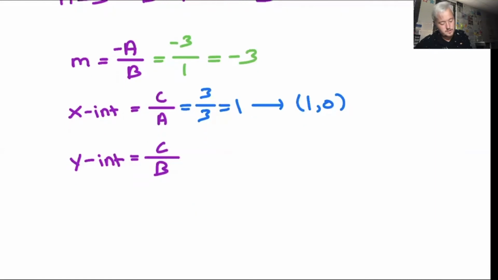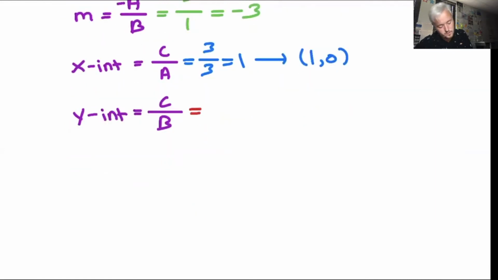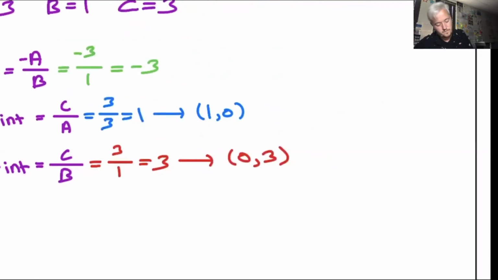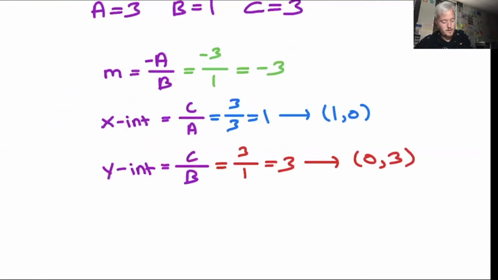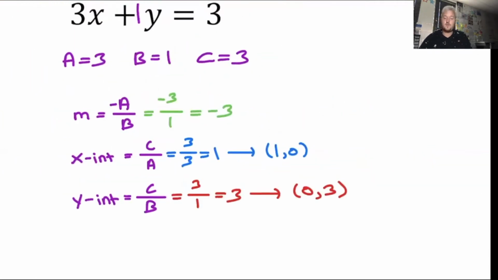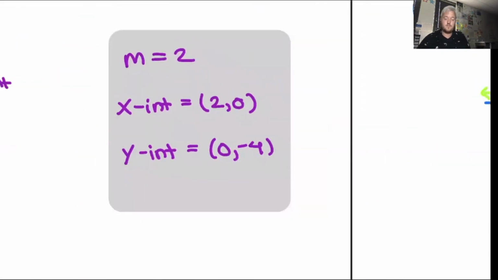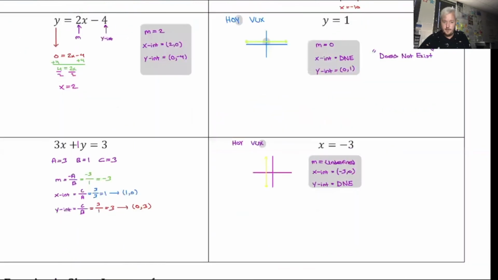And last but not least, my y-intercept, which is C over B. So that'd be 3 over 1, which is 3. And as a coordinate, this would be (0, 3). So you can actually write out your information like this if you want to as a list, or if you want to leave it as an actual little highlight box, you can. I will take either one.